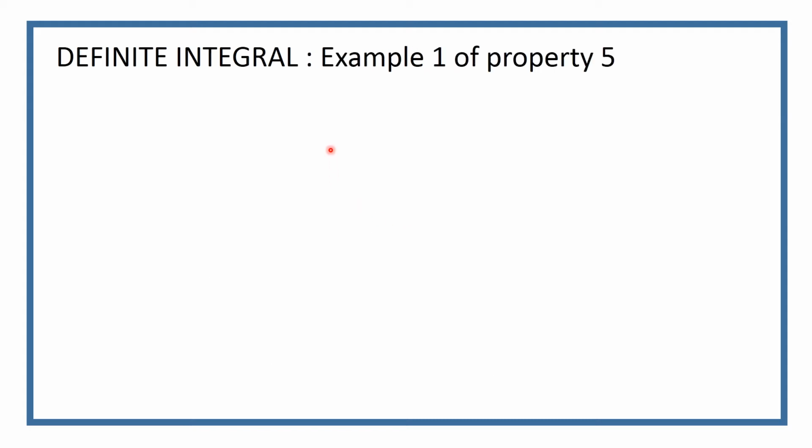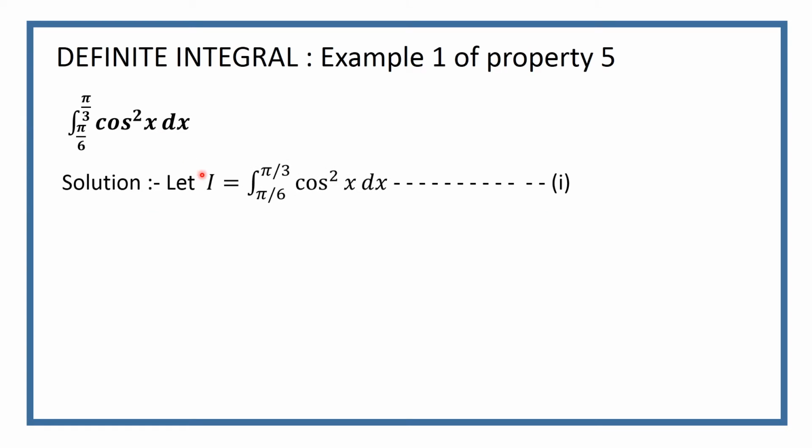Now let's understand this property number 5 with the help of example. So integration pi by 6 to pi by 3 cos square x dx. So let's see the proof. Let I equal to integration pi by 6 to pi by 3 cos square x dx. Here lower limit is pi by 6, upper limit is pi by 3. So what is our property number 5? Property number 5 says integration a to b f of x dx equal to integration a to b f of a plus b minus x dx. So we have to write the addition of lower limit and upper limit minus x.